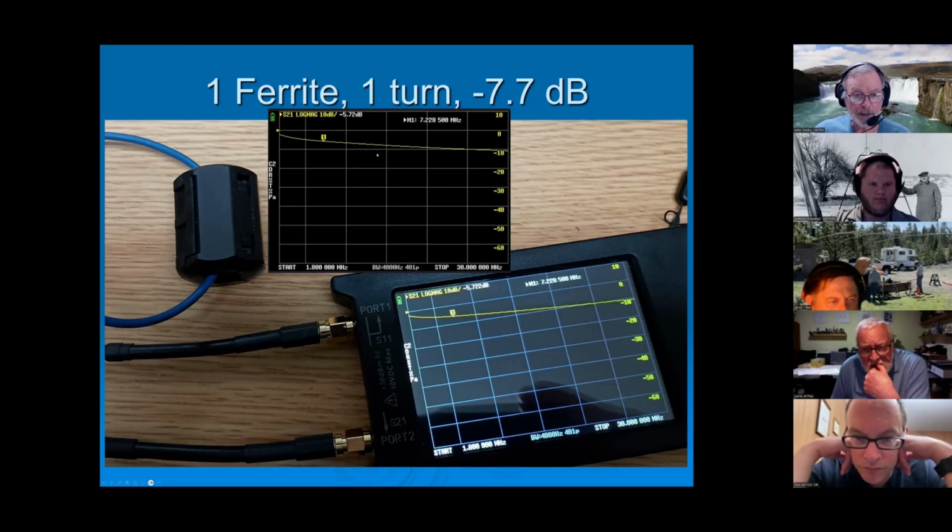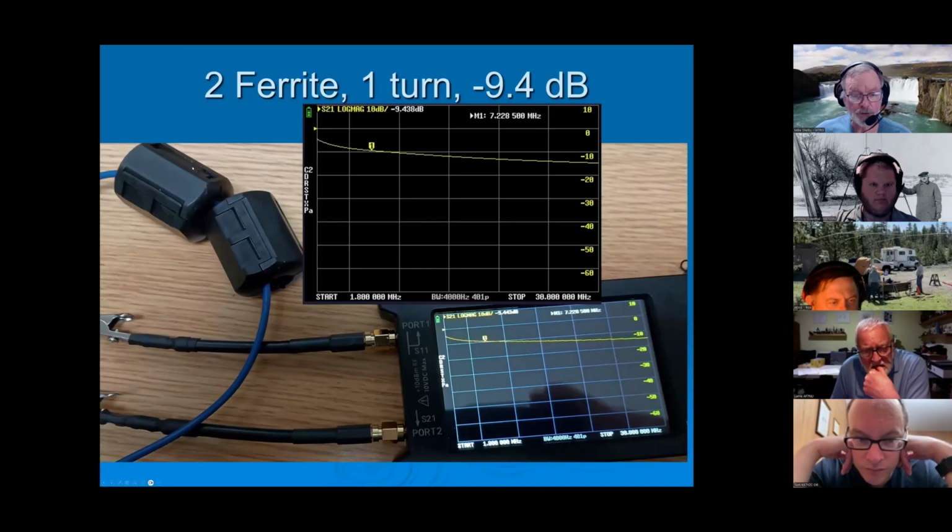So let's try and see what happens when I add two of these ferrites here. I have two ferrites, one turn going through each one of these guys here. Here you can see the loss has now gone to, yeah, minus 9 dB.